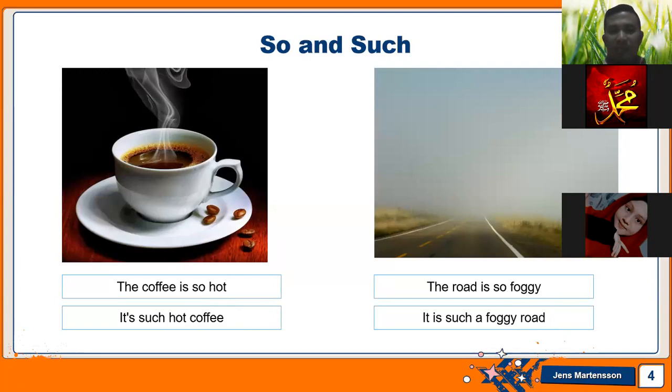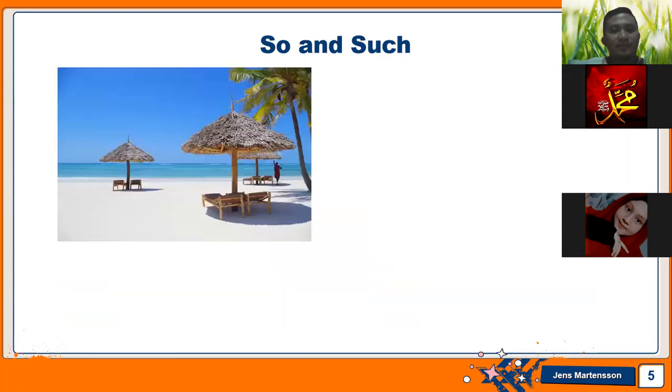Countable, what does it mean? Countable means it can be counted, sir. Uncountable cannot be counted. Okay, very good. So, the next slide here.